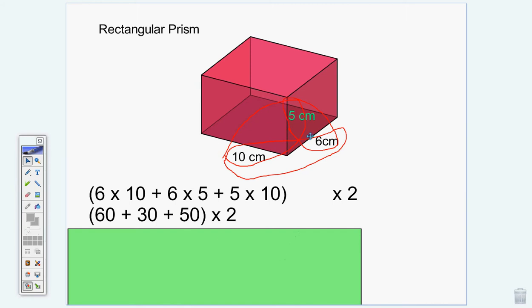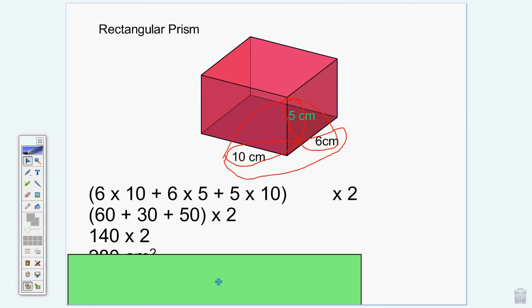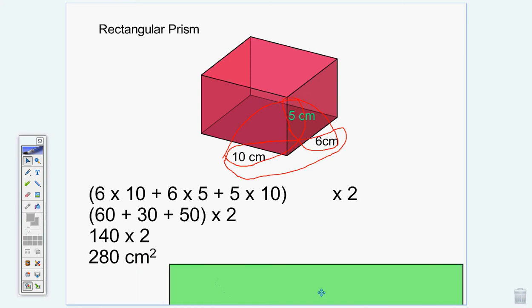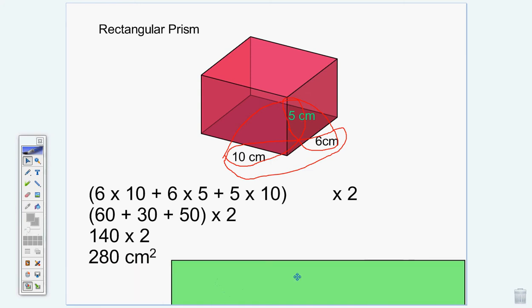So the one on the bottom is 60, the one on the right is 30, and the one on the front is 50, and I double it, and then I get 280 square centimeters. That's my area of the surface area. If I wrapped it or painted it or whatever it is, that's what I would need to know.